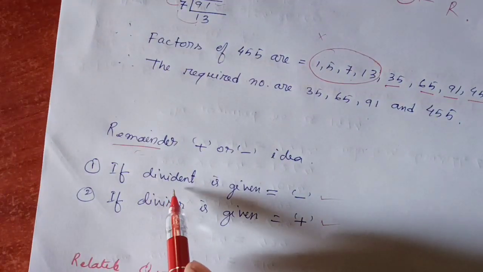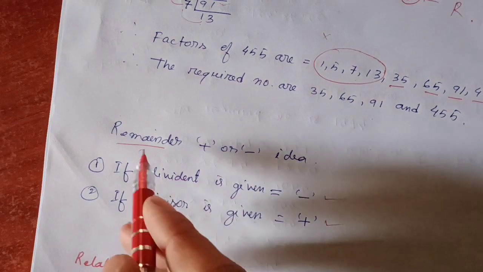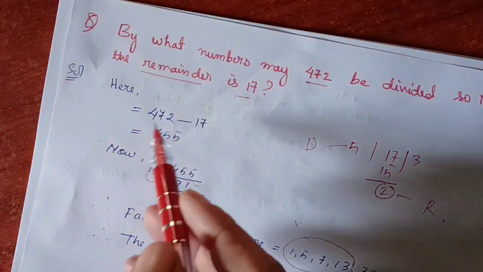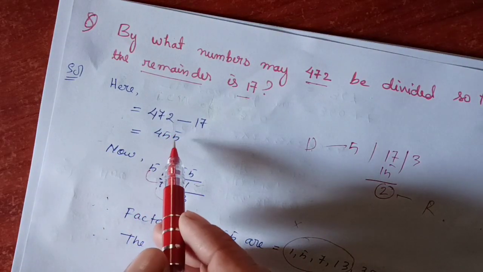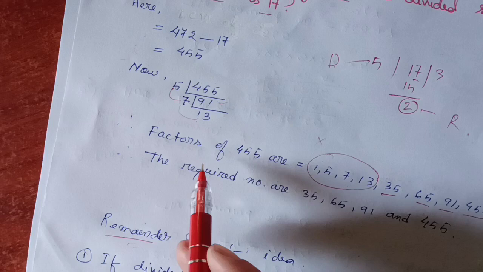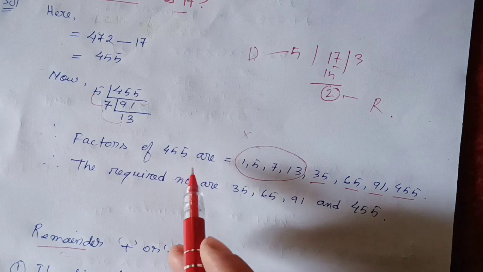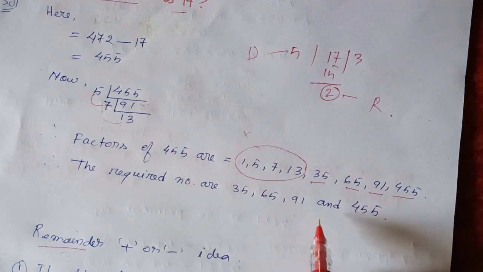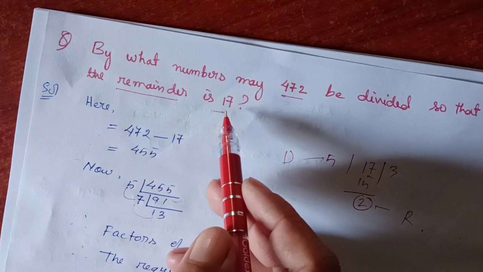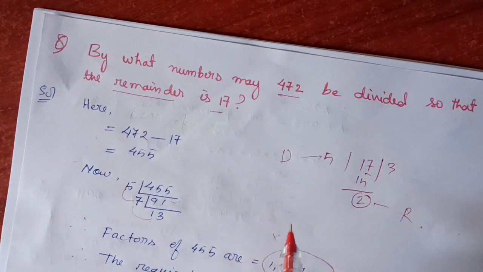Let me repeat. If the dividend is given in the question, do minus. If the divisor is given in the question, then do plus the remainder. After we do minus or plus, we will get one answer. With this answer, the second step is to do prime factorization. In the third step, you write down all the possible factors of the given number. Then in the answer, select those numbers which are greater than the remainder. Here in our case, the remainder is 17, so select those numbers which are greater than 17.